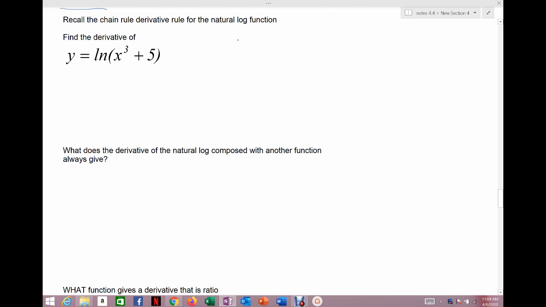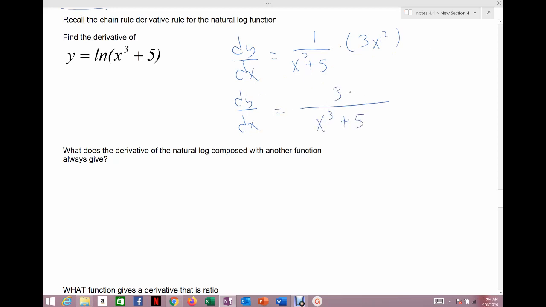So if you remember, the derivative of this function, dy over dx, is 1 over what's inside, so 1 over the inside function x cubed plus 5, times the derivative of what's inside, 3x squared. And then if I rewrite that, I get the fraction with x cubed plus 5 in the bottom, over its derivative, 3x squared on top. And so this is the differential equation we're going to look at.